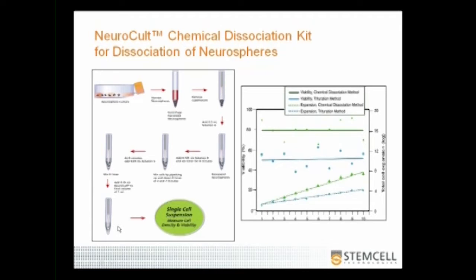Finally, NeuroCult media is added and a single cell suspension is generated and ready for density and viability counts. We show here the total cell expansion for cells which are treated at each passage with the chemical dissociation solutions, in green, or mechanical titration, shown in blue. As you can see, the expansion of total cells is higher for the cells treated with the chemical dissociation kit compared to the titration method. And this may be due to the increased cell viability at each passage that was higher for the chemical procedure. The cells treated with this chemical dissociation kit continue to maintain all functional properties of a stem cell.